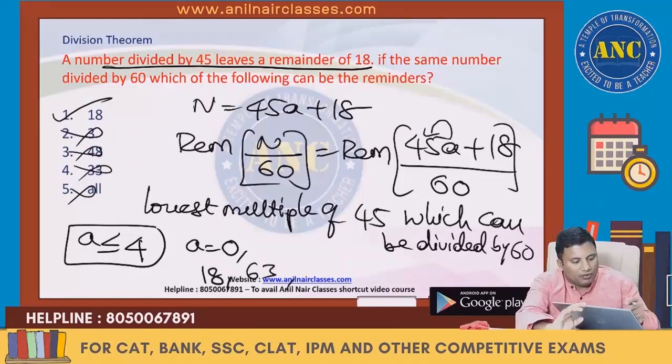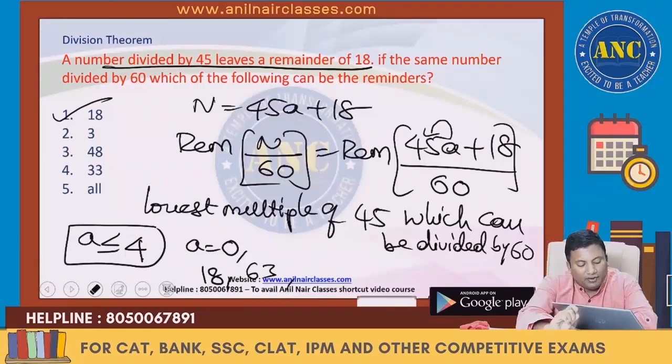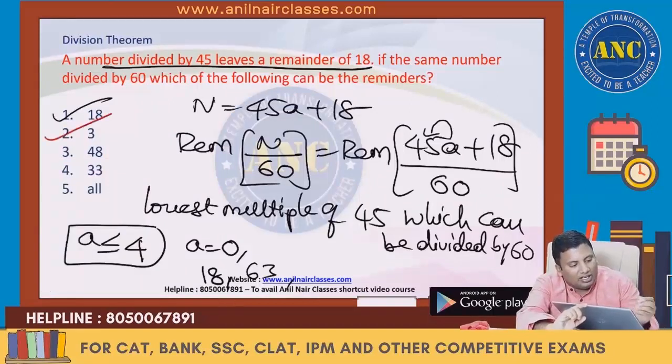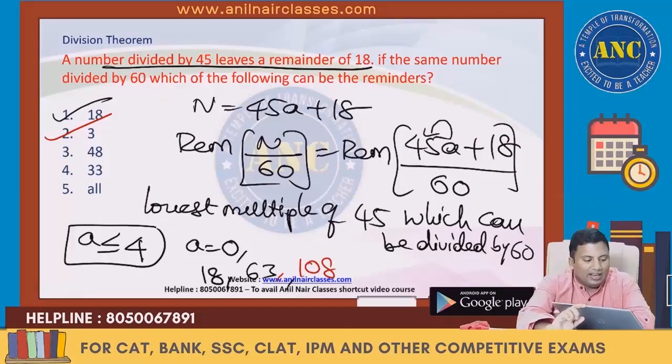Sorry, 63. Which of the following can be the remainders? It can be more than one option. With A as 0 we get 18. With 18 plus 45 we get 63, and 63 divided by 60 gives 3, which is also a possibility. Again add 45: 63 plus 45 is 108. If two options are there, obviously the answer will be all.